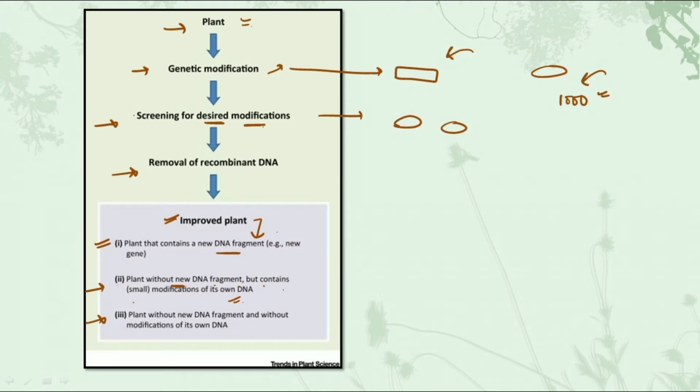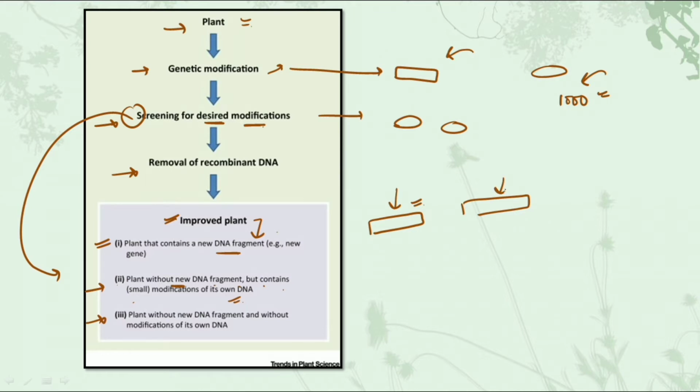So the screening occurs based upon these points. On one side we'll have the plants that contain the completely new DNA fragment that we have inserted. In the second lot we would have the plant without the DNA fragment but containing some modifications of its own DNA. And in the third one, we have the plant without any new fragment and without any new modifications. It is the old plant itself. So we would be screening it off.